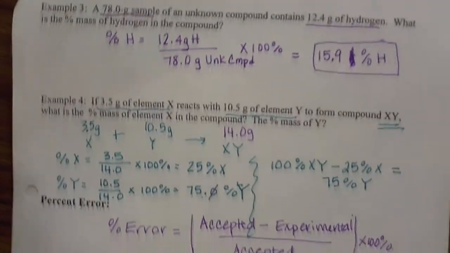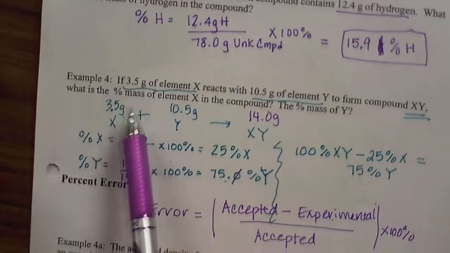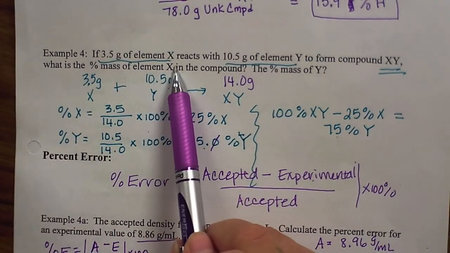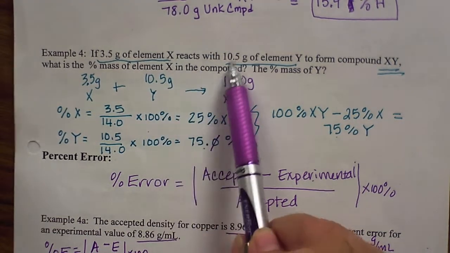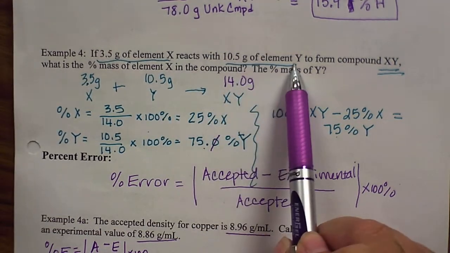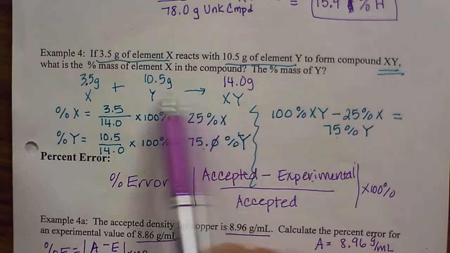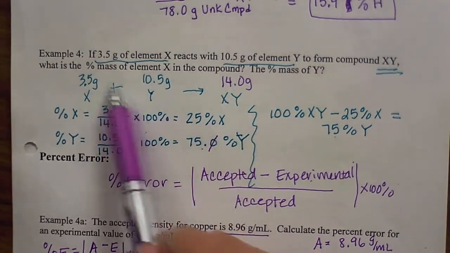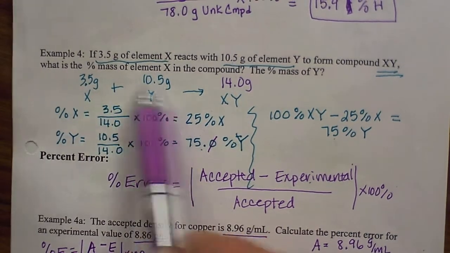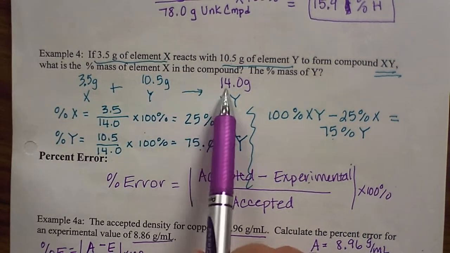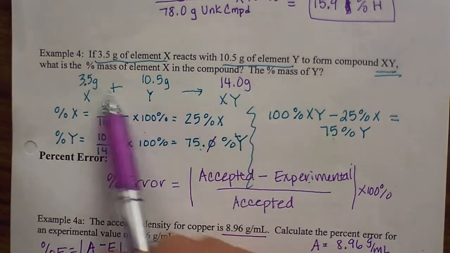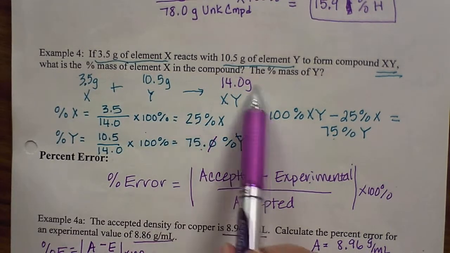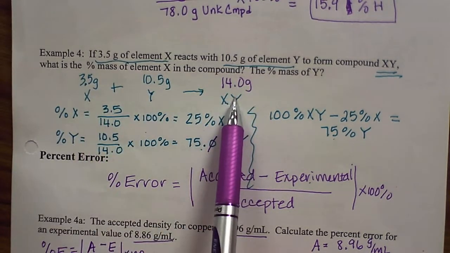Next, another sample. So here in this problem, if I have 3.5 grams of element X, and that reacts with 10.5 grams of element Y, to form compound XY. So what I did was first I set up my equation, and then I added those two together, and that gave me 14.0 grams. And so that was like a law of conservation of mass problem, just like the previous problem, and hopefully you can see that.